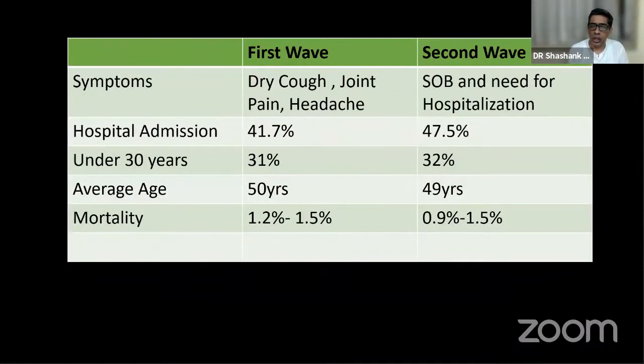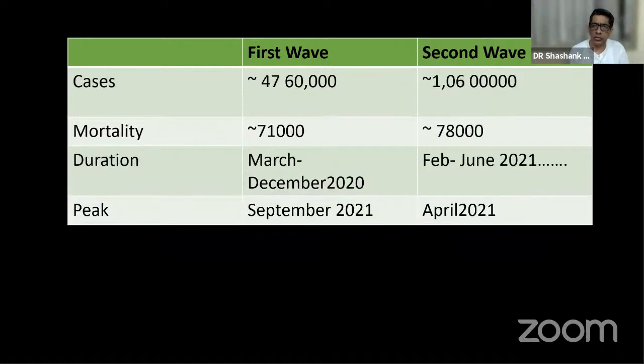And so therefore, there were some differences between the first wave and the second wave. The first wave was dry cough, joint pain, headache. Hospital admissions between the first and second wave were similar. People under 30 were similar. Average age was similar. Mortality again was similar, but in different geographies it was different.